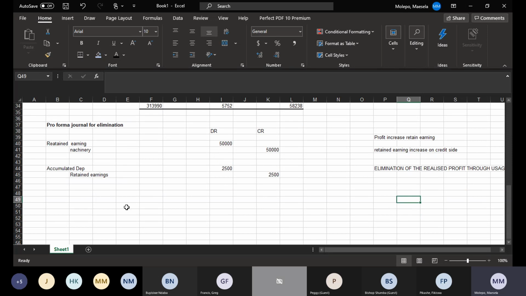That is this part. Now we're going to do the same thing, because now we're going to eliminate the profit realized during the current year. So we still have the same kind of journal: accumulated depreciation, which will be the 10,000 here, and then the 10,000 on the credit. The reason for this is that the retained earnings increased as a result of the machine being used in the current year.